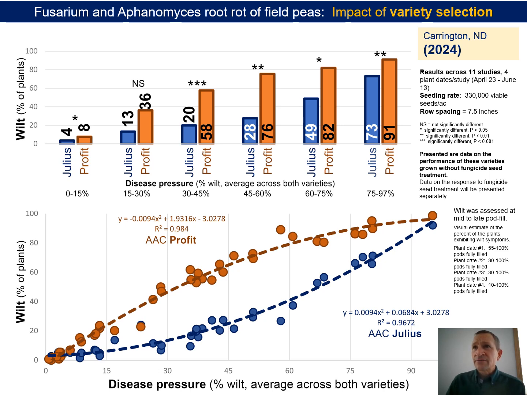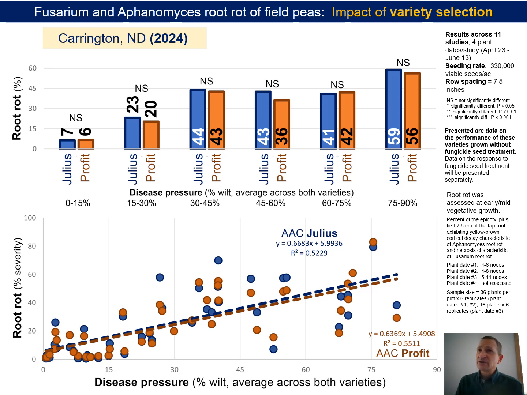What about root rot severity? It's the exact same story we've seen all the way along. The Julius exhibits just a bit more root rot severity than the Prophet. It's negligible, it's a very tiny amount, but it's very consistent. And so again, the take-home story here is that we're dealing with differences in tolerance to root rot, not resistance.